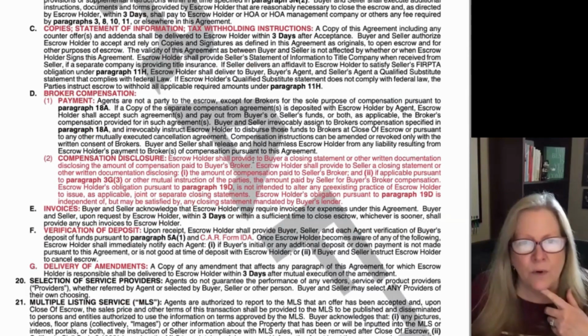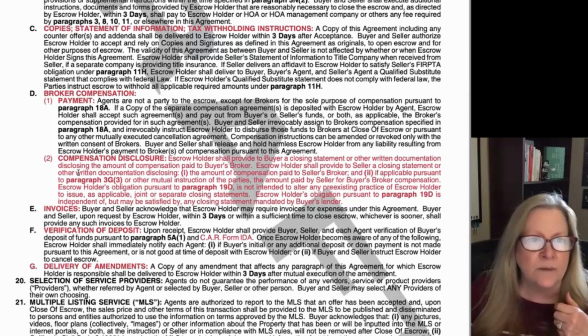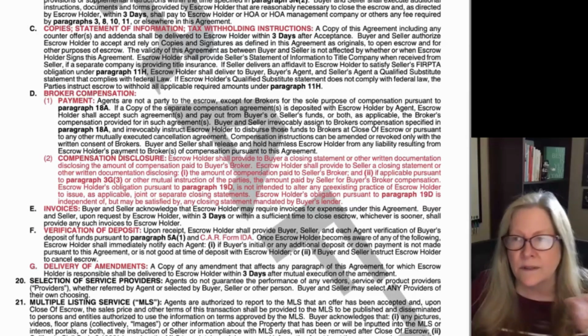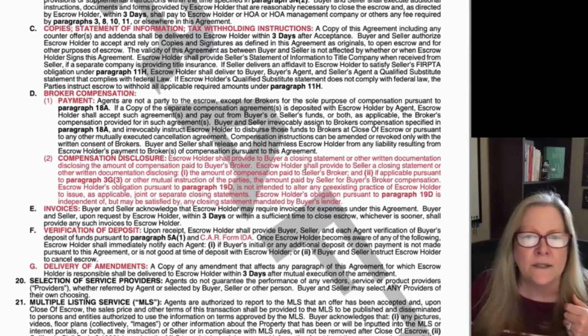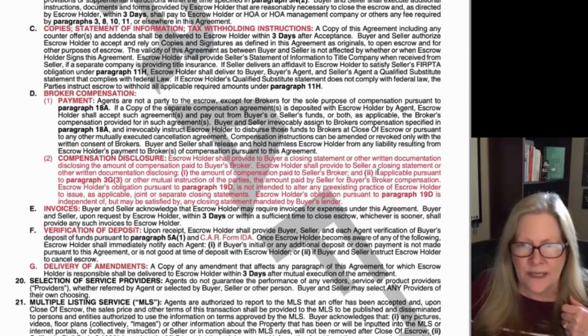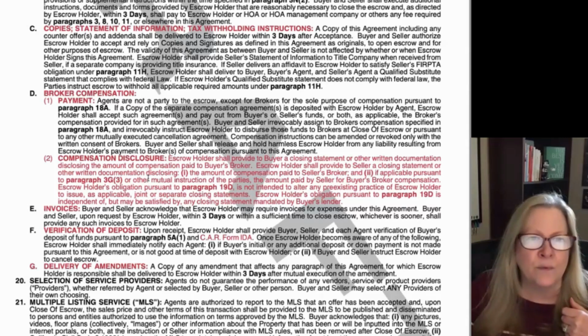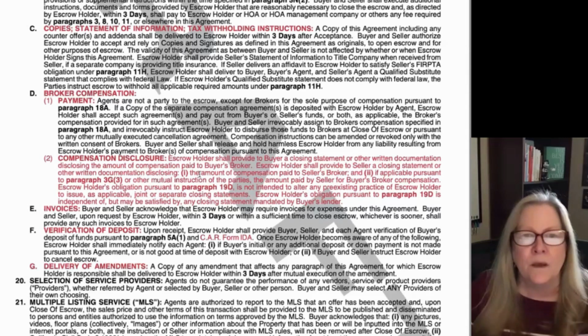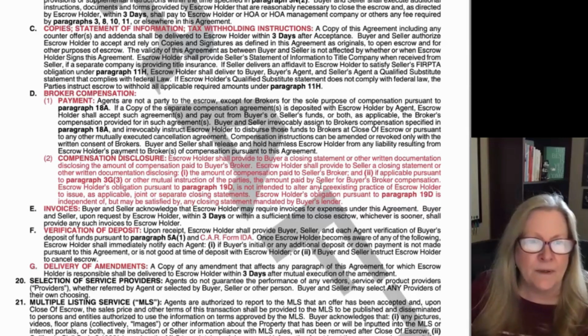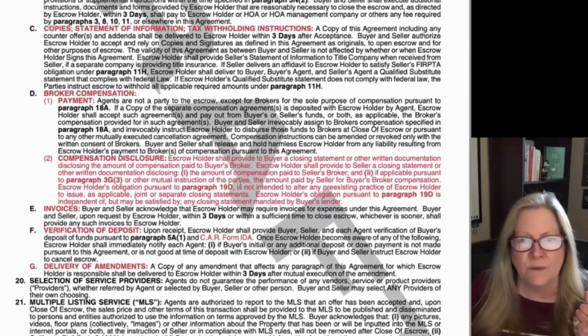Escrow holder shall provide to buyer a closing statement or other written documentation disclosing the amount of compensation paid to buyer's broker. So that had to be added, of course. Escrow holder shall provide to seller a closing statement or other written documentation disclosing, 1, the amount of compensation paid to seller's broker, 2, if applicable, pursuant to paragraph 3G, or mutual instruction of the parties.